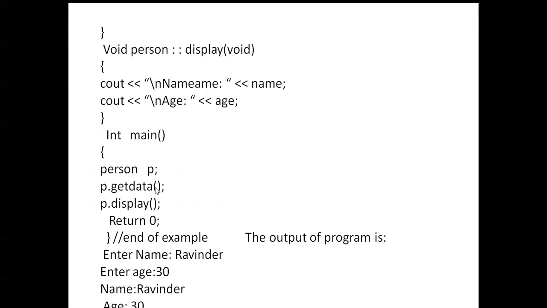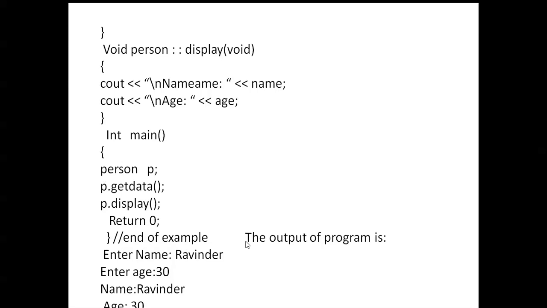Okay, getData and displayData, these two are the member functions of this class. These two are the member functions of the person class. Get data and display data are the functions of this person, and p is the object assigned to that class name. p.getData and p.display, next return 0.